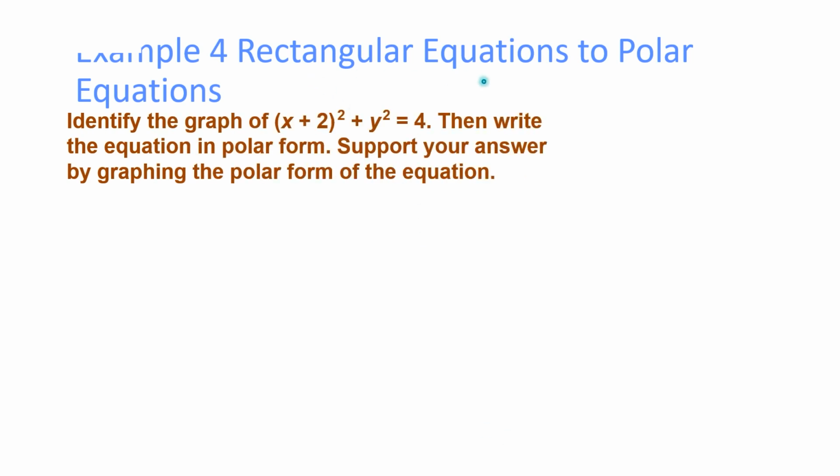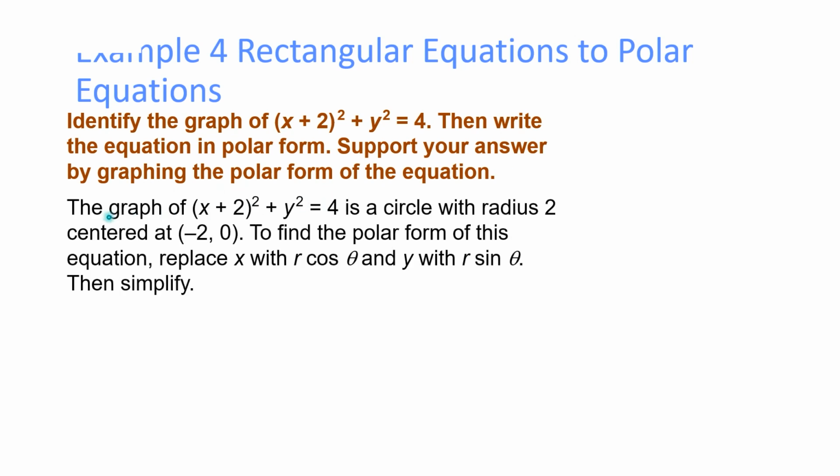Example 4, rectangular equations to polar equations. You need to identify the graph of (x + 2) squared plus y squared equals 4. Then write the equation in polar form. Support your answer by graphing the polar form of the equation. So let us see, the formula is (x - a) squared plus (y - b) squared equals r squared. Here the a value is -2 and the b value is not given, so b is going to be 0. So the radius is going to be 2, because 2 squared is 4.